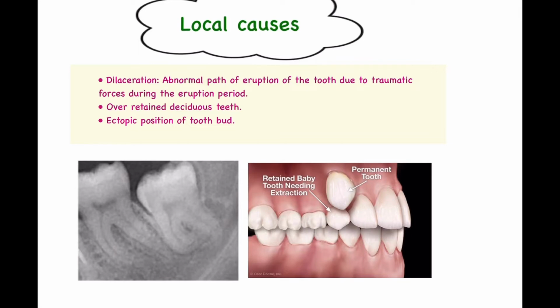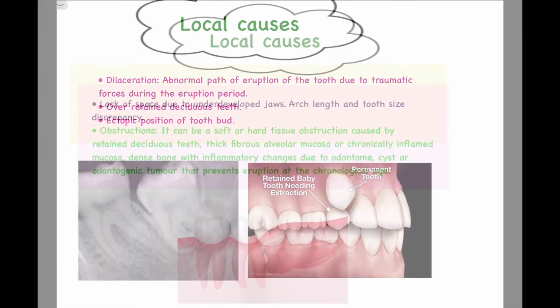Third is ectopic position of the tooth bud. Now if the canine is placed somewhere between the second premolar and molar region, because of the change in the environment, because of the change in the position itself, it may not be able to erupt into the oral cavity. So ectopic position of the tooth bud is also an important cause.